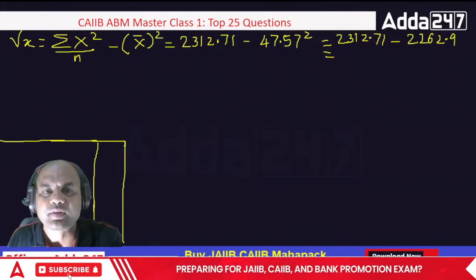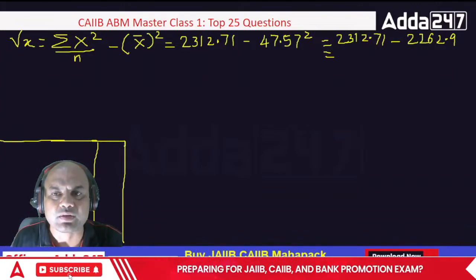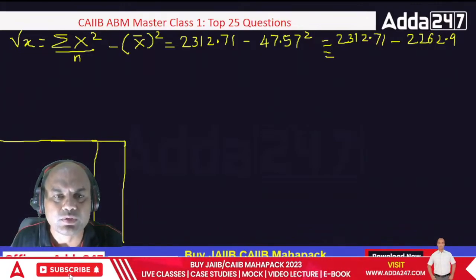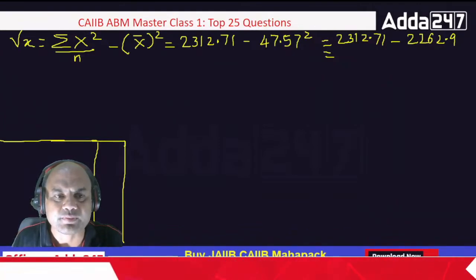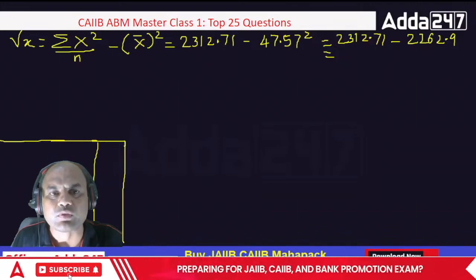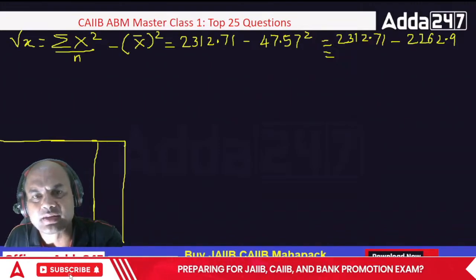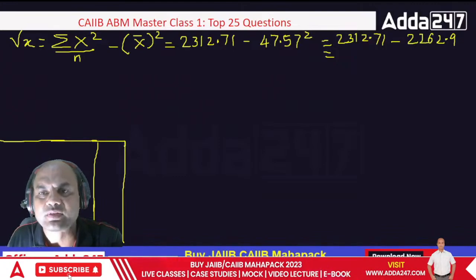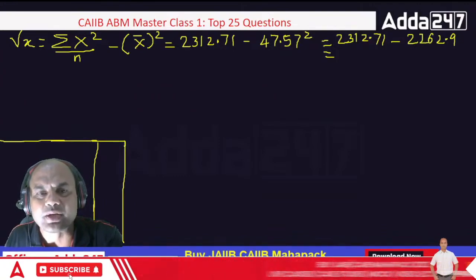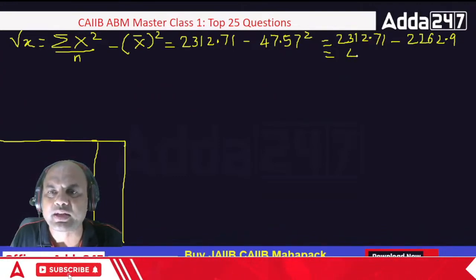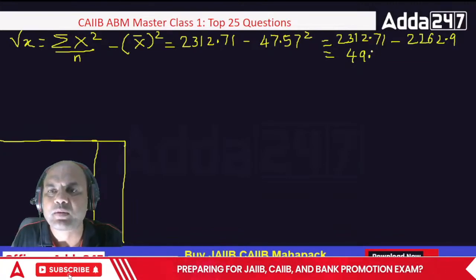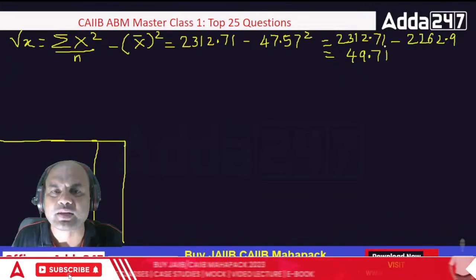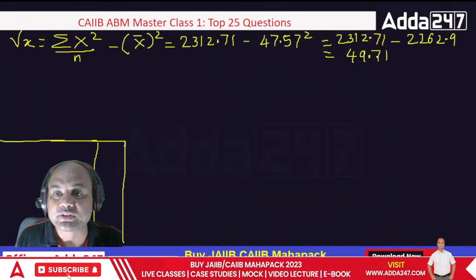Are you getting it? Let me do it again. 2312.71, so 49.79, correct? I am getting this as 49.79. Even if you get 0.67, then it's okay. 49 point something is okay. So the variance of x, you have got it.